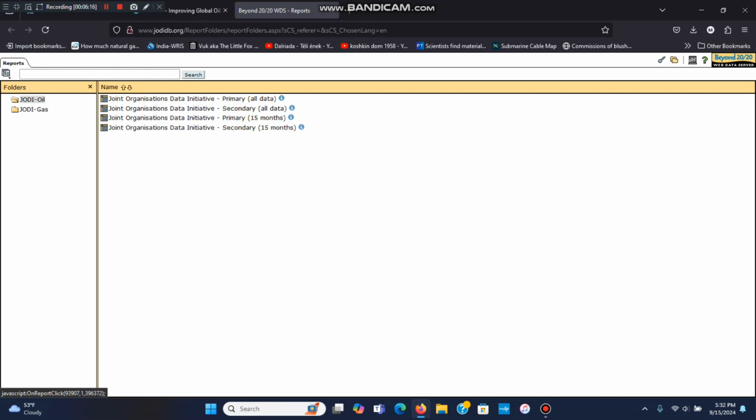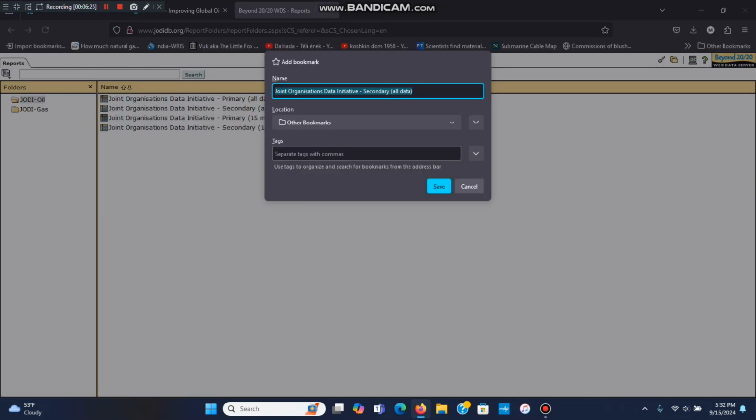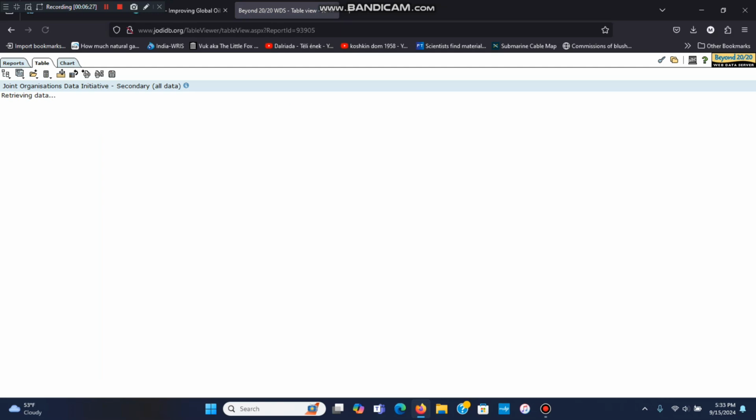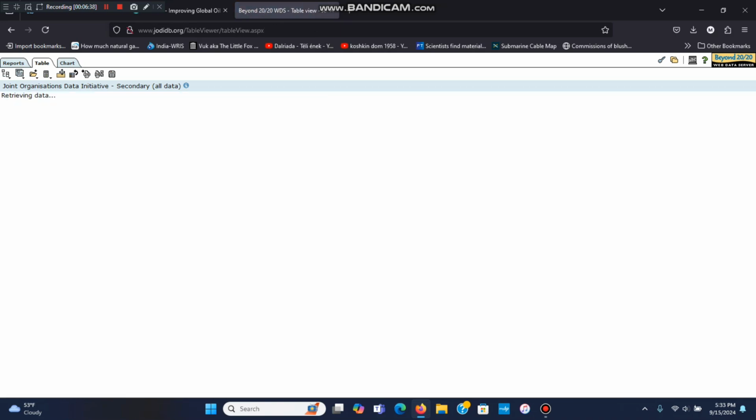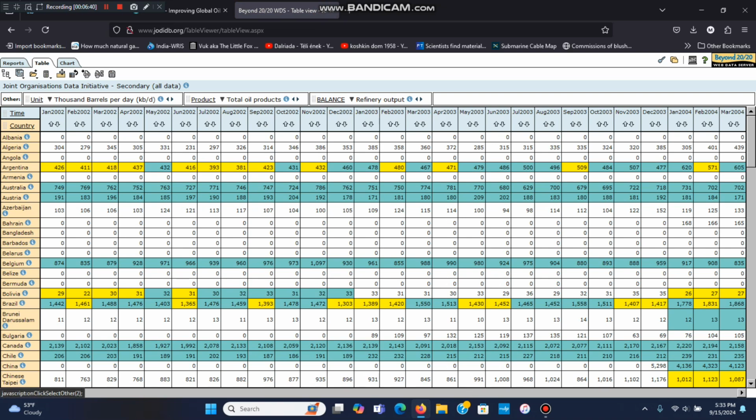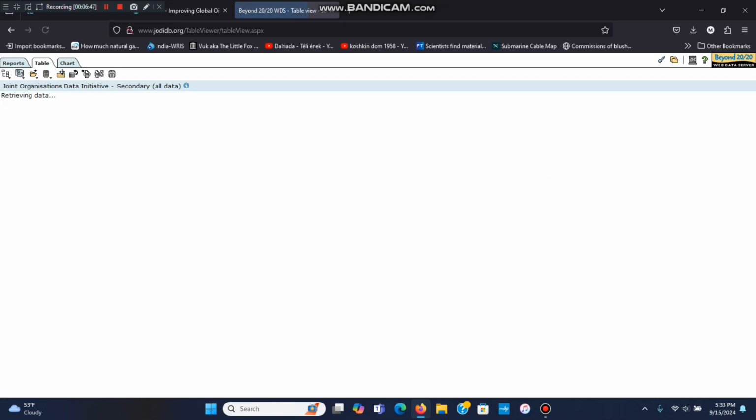So they have two types of data, and some is shorthand at the 15 months, some is all data. And in the secondary data section is where you will find the regular demand, and you can look at the numbers for individual products. But in our case, usually reporting on just total oil product demand, and you go over here and switch it from refinery outputs, obviously, to demand.